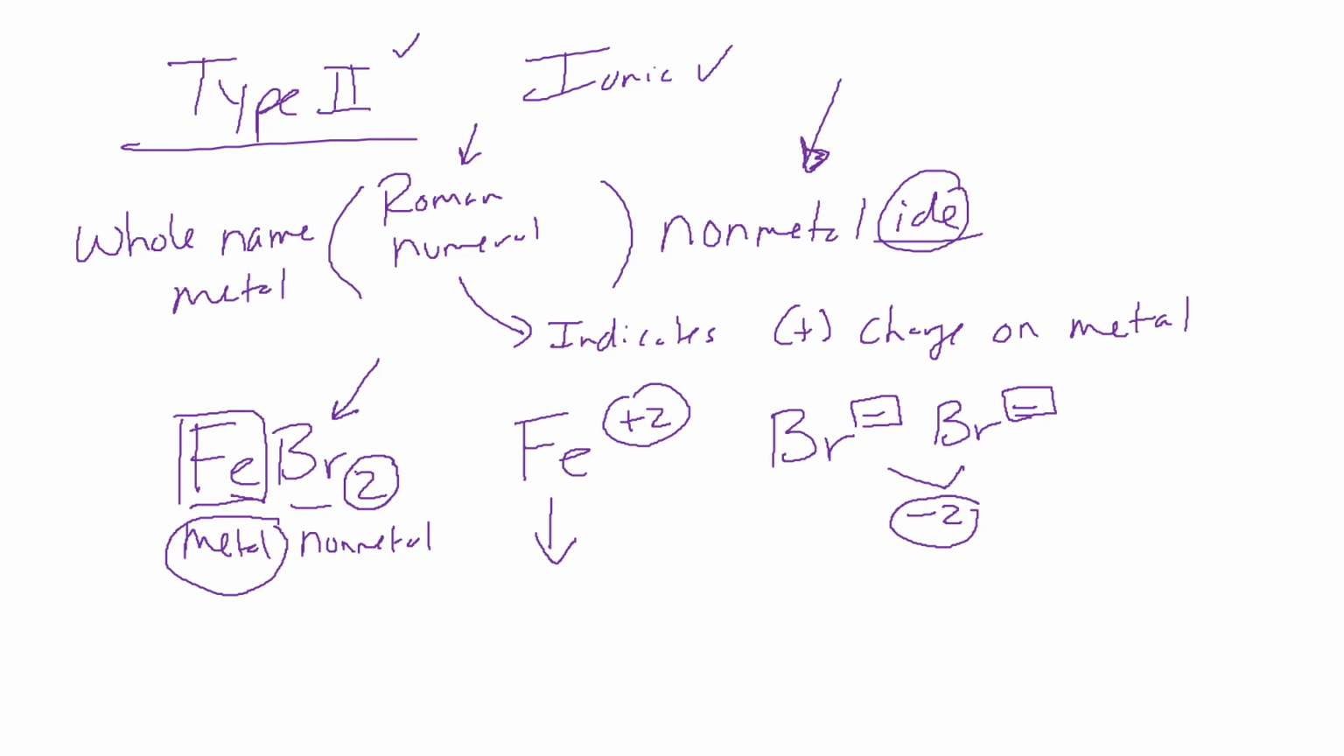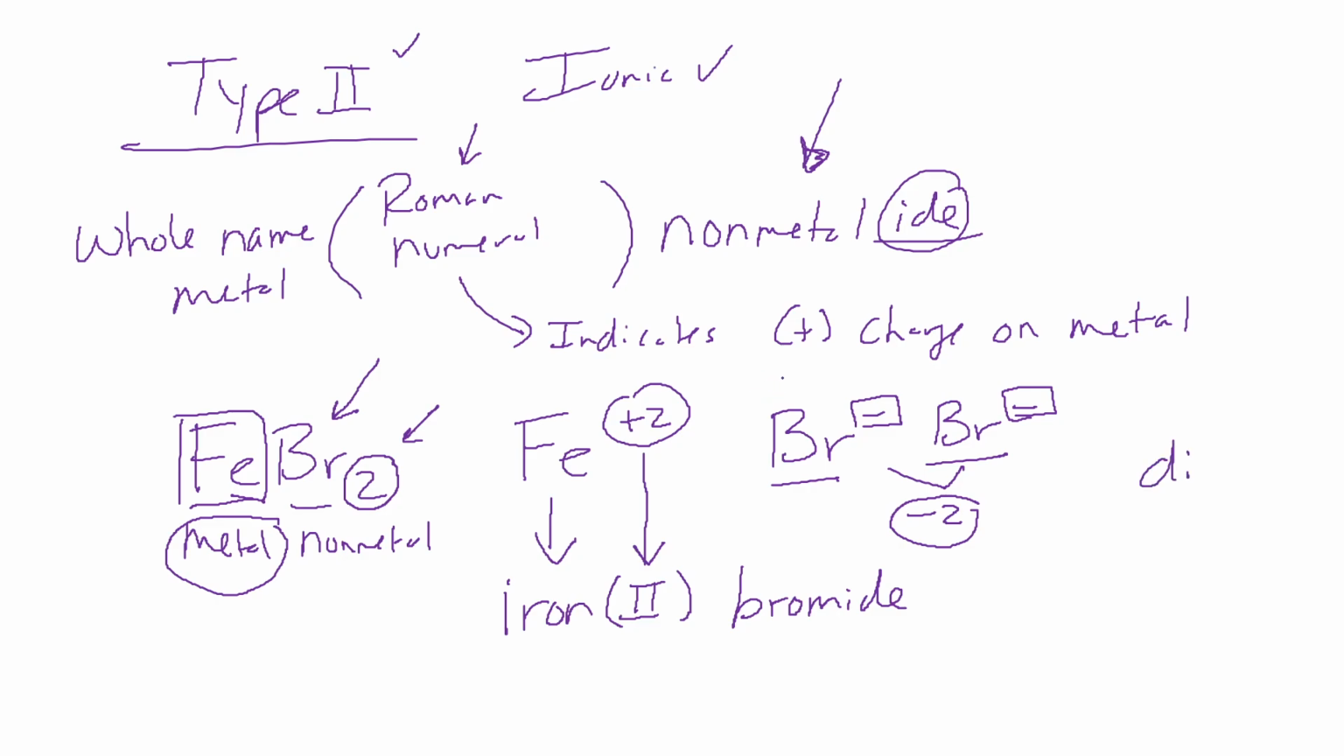So, the whole name of the metal, which in this case would be iron, then Roman numeral 2, not for how many metals we have, but for the positive charge that's on that metal. And our non-metal gets the -ide treatment. And again, that is going to be iron(II) bromide. Once again, it bears repeating: no to your question of, is it a dibromide?